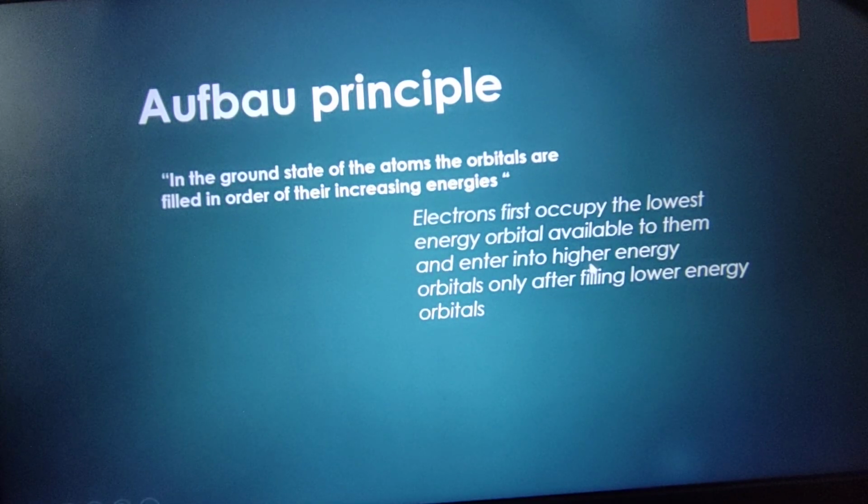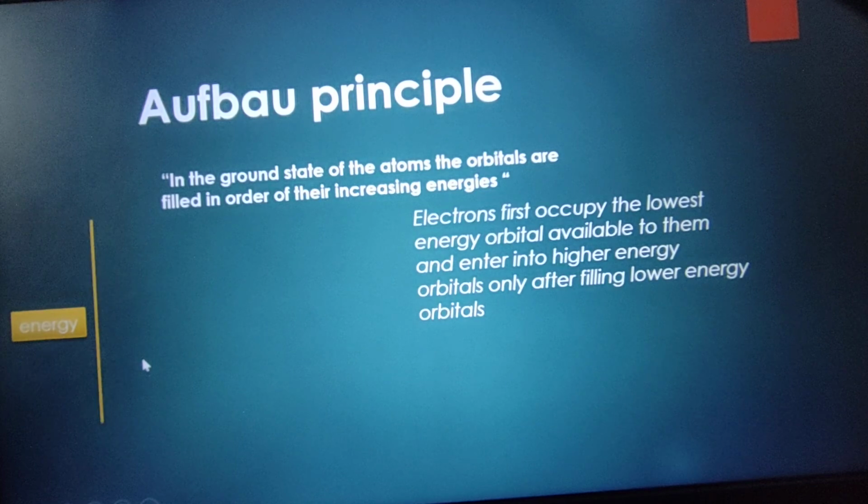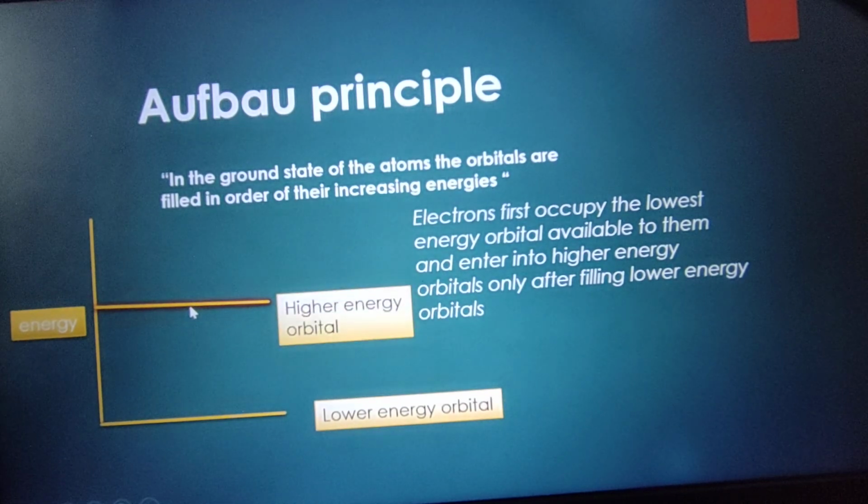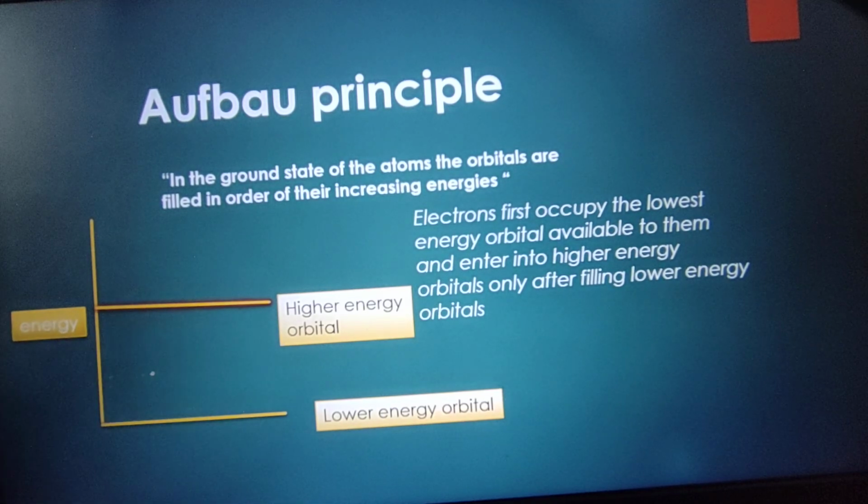Electrons first occupy the lowest energy orbital available to them and enter into higher energy orbitals only after filling lower energy orbitals. For suppose, if we consider this as an increasing energy order and this one is lower energy orbital and this one as higher energy orbital, first electrons fill lower energy orbital and then it moves into higher energy orbital. Before filling lower energy orbitals, electrons will not move into higher energy orbital.